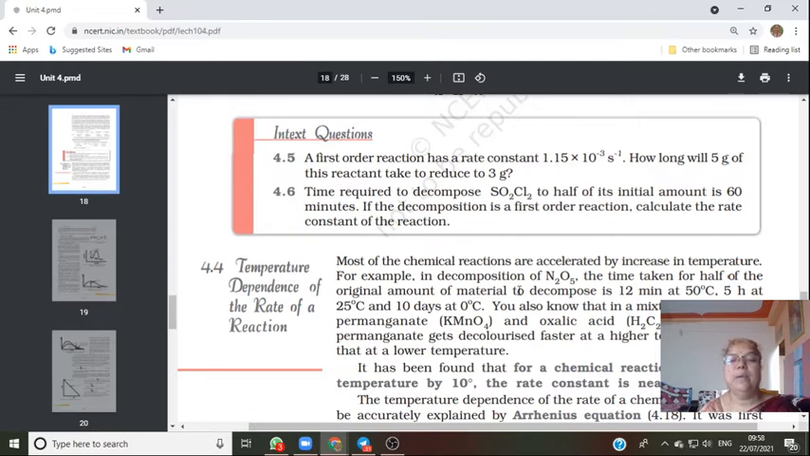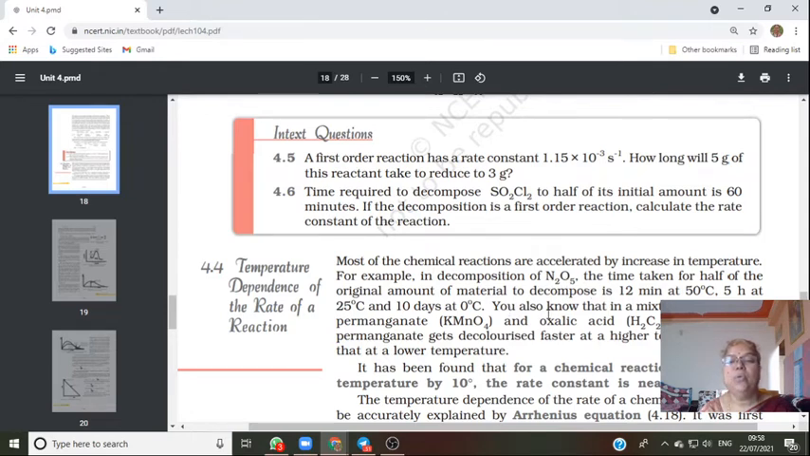For example, in the decomposition of N2O5, the time taken for half of the original amount of material to decompose is 12 minutes at 50 degrees centigrade, 5 hours at 25 degrees centigrade, and 10 days at 0 degrees centigrade. That means as we increase the temperature, the decomposition rate of nitrogen pentoxide increases.